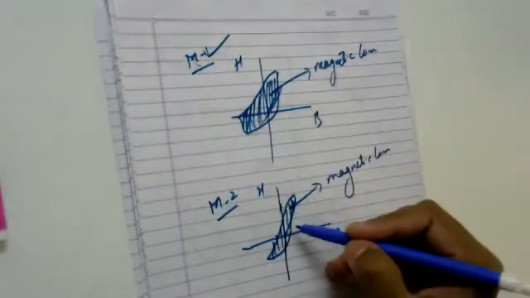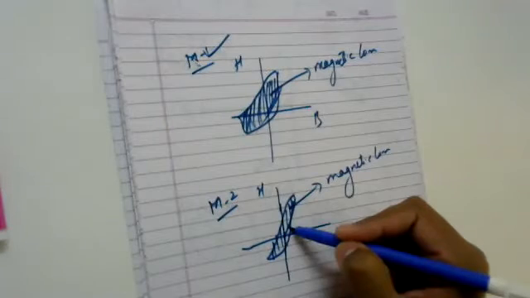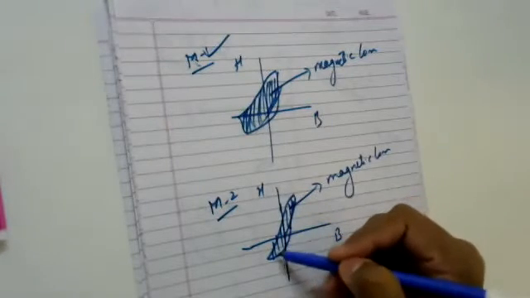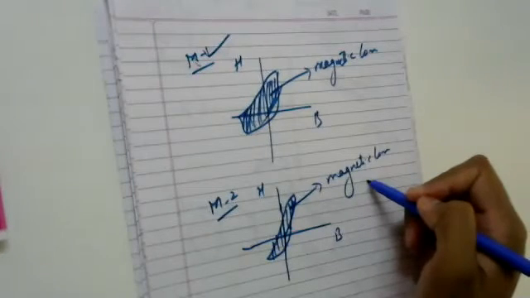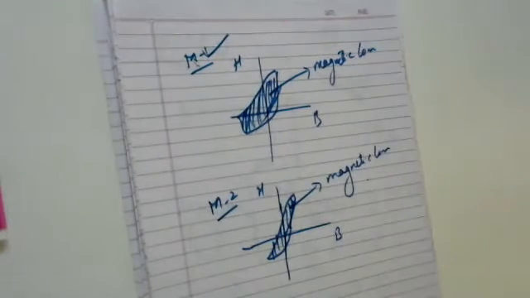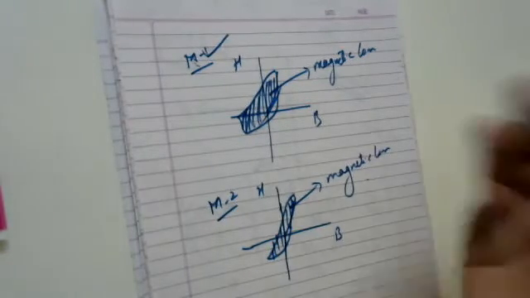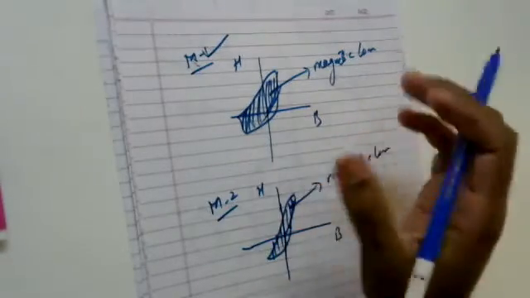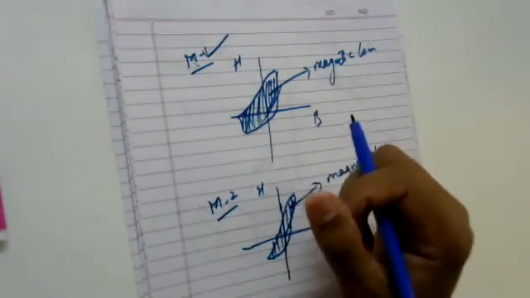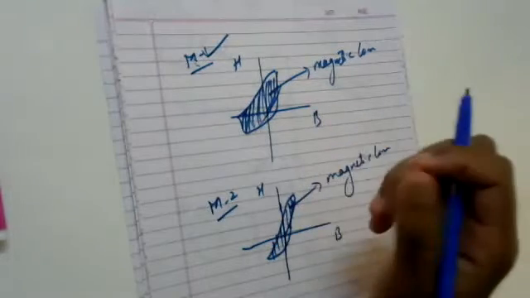If I use magnetic material 2, since the area under the curve is less, what does it indicate? It indicates that losses will be less. So if losses are less, what about the efficiency? Efficiency will be higher. Understanding? So this is how I will be selecting which magnetic material I have to use in order to build the core of my transformer. Okay, is it clear to you?